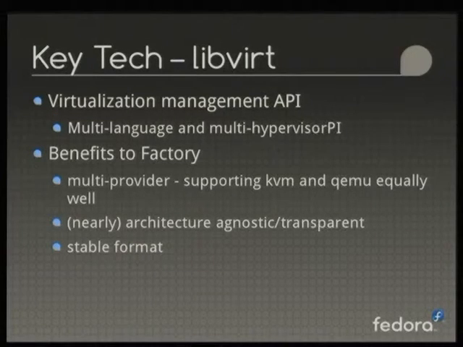Anyway, multi-language, multi-hypervisor virtualization management API. And for Factory and for Oz, right, one of the key things it lets us do is we can support an environment that has QEMU or has KVM, and we don't really need to worry, except for a few little details, about which one we're using, right? It's also, as more of the secondary architectures or non-x86-64 architectures have come into play, it's allowed us, there's been very few changes, surprisingly, that we've had to make to the underlying code in order to support launching installations on that. And finally, it's been a stable format, so we don't need to worry about changes in the command line interface for QEMU, right? We have been able to have a block of code that creates these VMs that has been relatively stable over time, right?